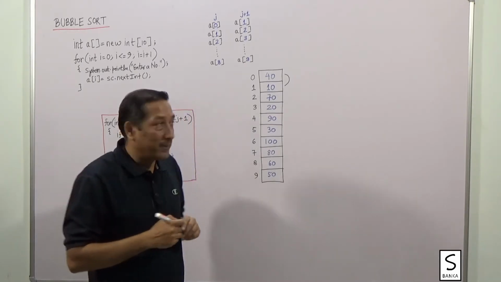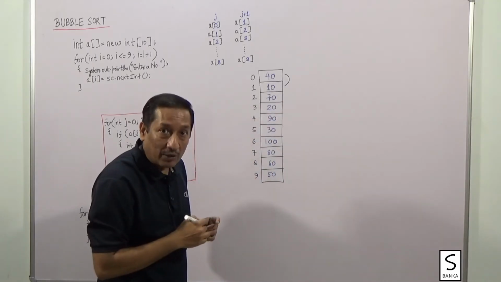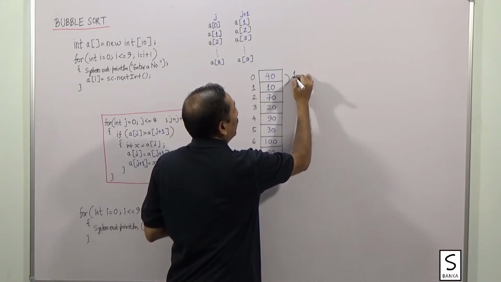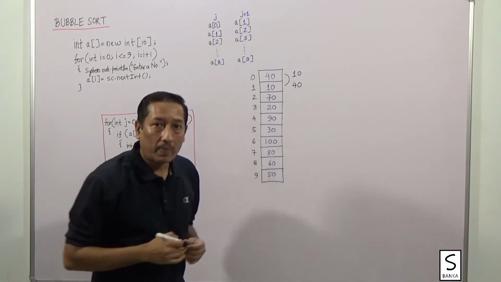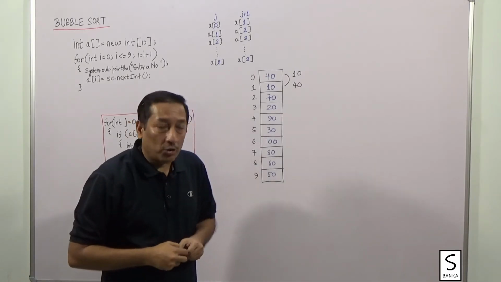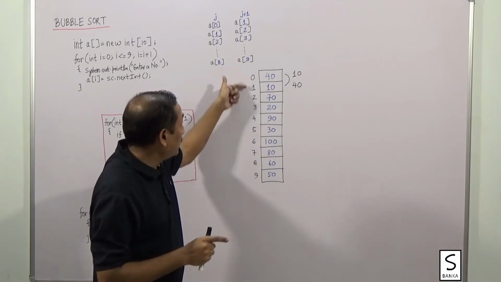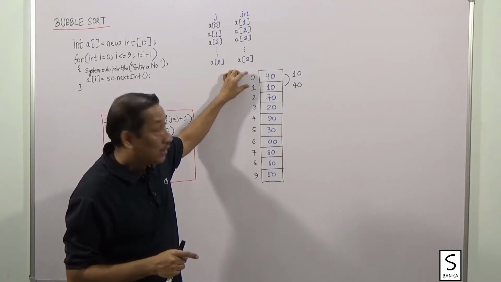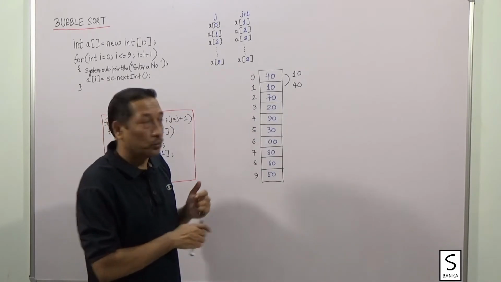So what happens here is, since 40 is greater than 10, A0 is greater than A1, they will be interchanged and the A0 location will now contain 10 and A1 will now contain 40. So you can see that now the location A1 contains the bigger data of these two, or we can say biggest of these two data.